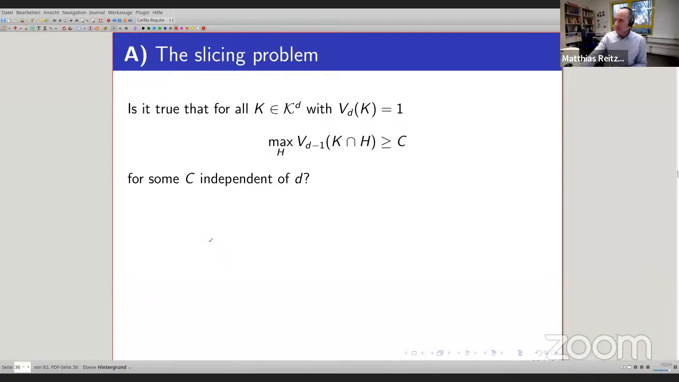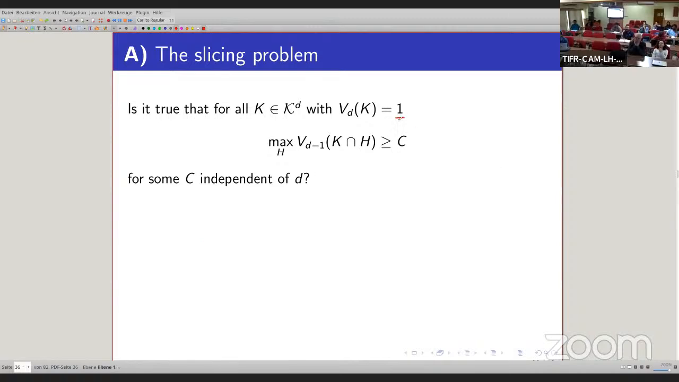Why have people been interested in this? There was a question which came from, say, geometric analysis. There's the well-known slicing problem. You have a look at all convex sets of volume 1 in dimension D, and you are looking for the maximal intersection with a hyperplane. And if the volume is equal to 1 here, then the conjecture is the maximal intersection cannot be too small. Each convex set of volume 1 must have a hyperplane intersection which has a certain size. Even if the dimension tends to infinity, this should not tend to 0.